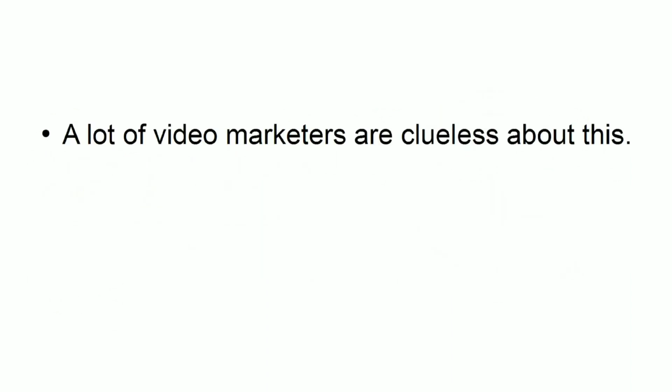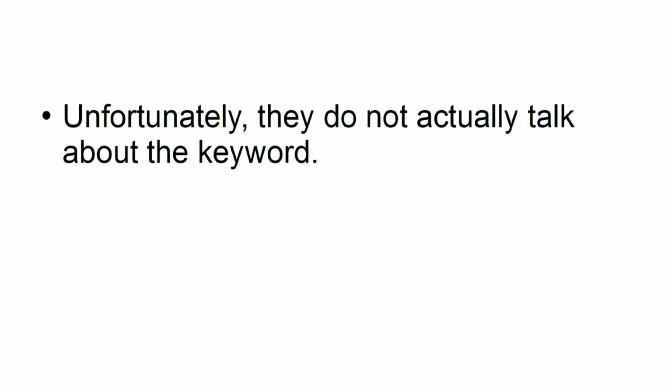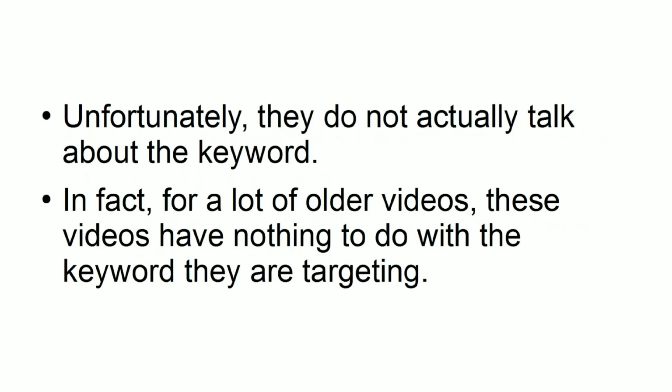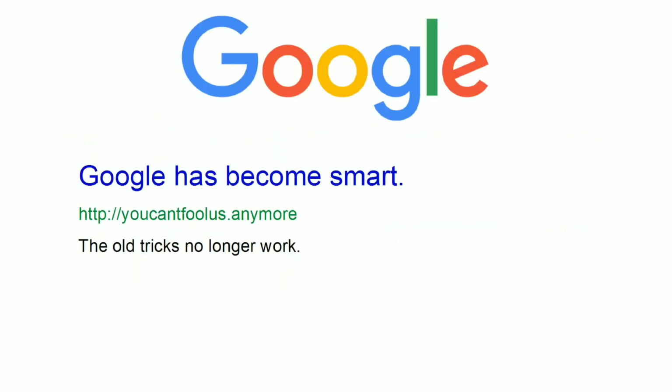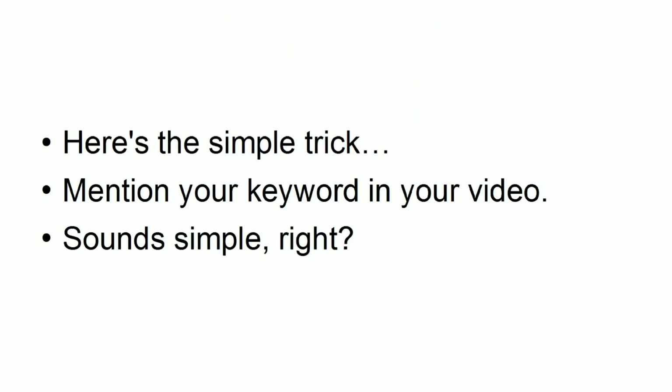A lot of video marketers are clueless about this. They use the old tricks. They stuff keywords in their description, their titles, and their file names. Unfortunately, they do not actually talk about the keyword. In fact, for a lot of older videos, these videos have nothing to do with the keyword they are targeting. Google has become smart. The old tricks no longer work. Here's the simple trick. Mention your keyword in your video. Sounds simple, right? Well, there's a complication.